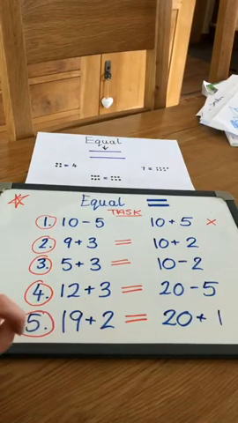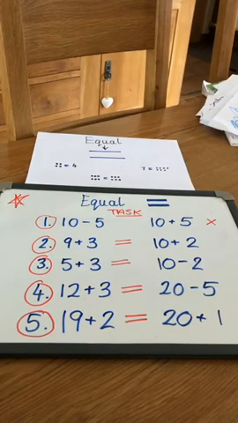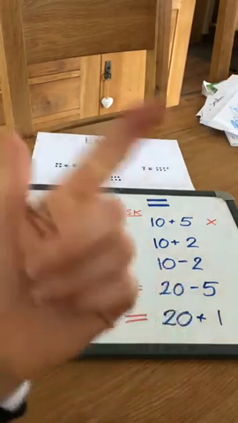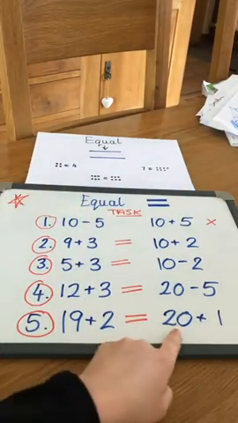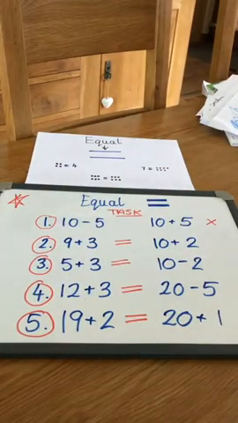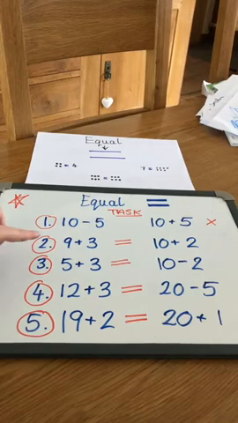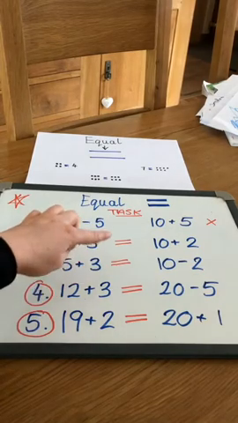19 add 2. Now 19 is very close to 20, isn't it? So we can do one hop up to 20. 19 to 20. And then add the other one on, gets to 21. Or we can do 19, 20, 21. And that's the same as 20 add 1. 21. So here are your answers. So we have got 2, 3, 4, and 5 that are all equal.